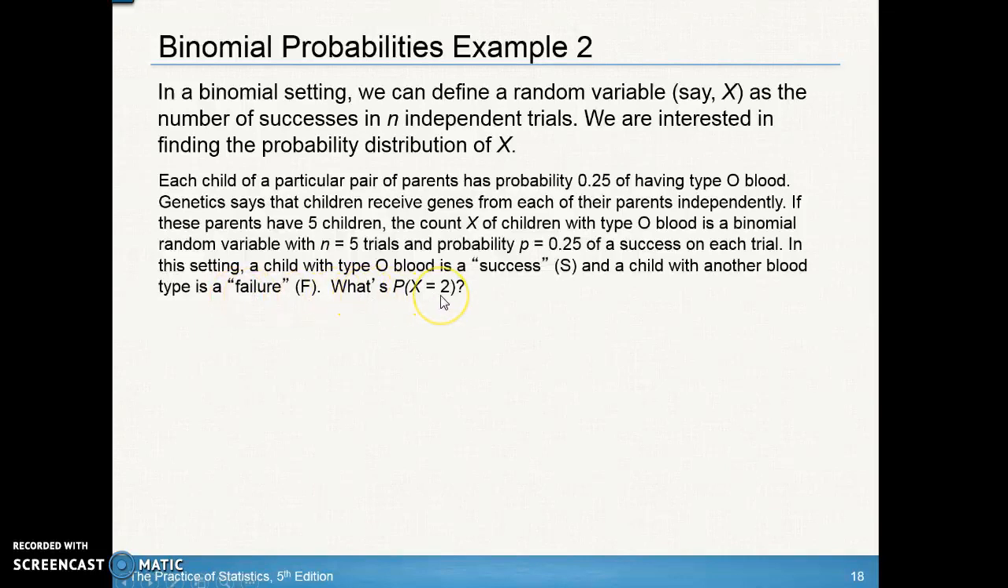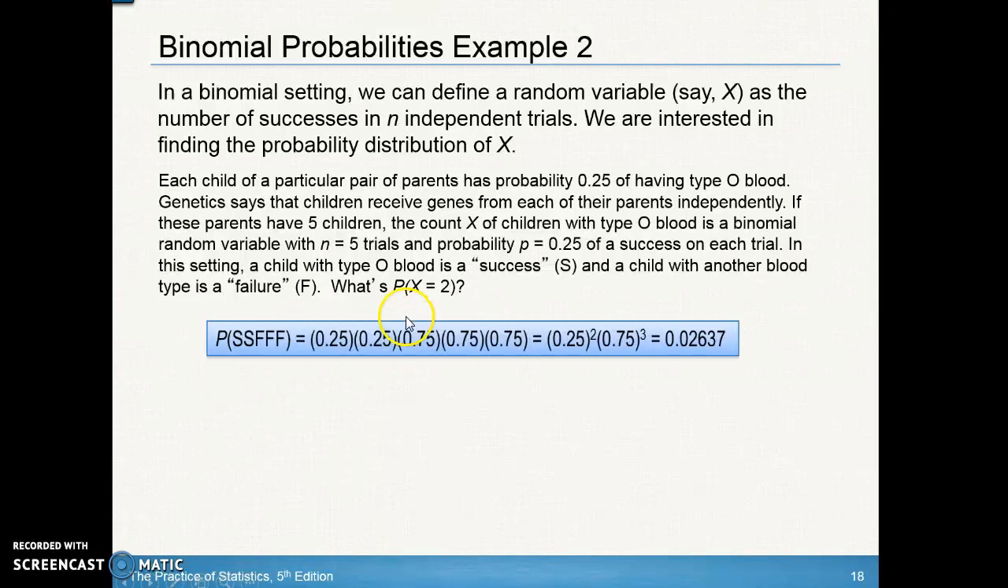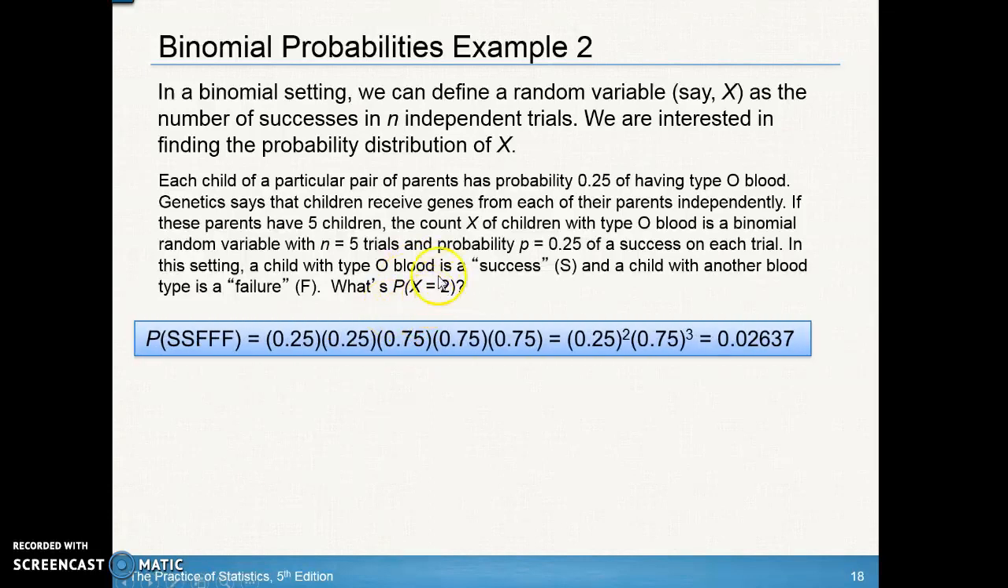What is the probability that X is equal to 2? So you want to understand what that means. That means that out of 5 children, I want to have 2 of them that have type O blood and 3 of them that do not. So we're just going to write it out this way: 2 successes and 3 failures.